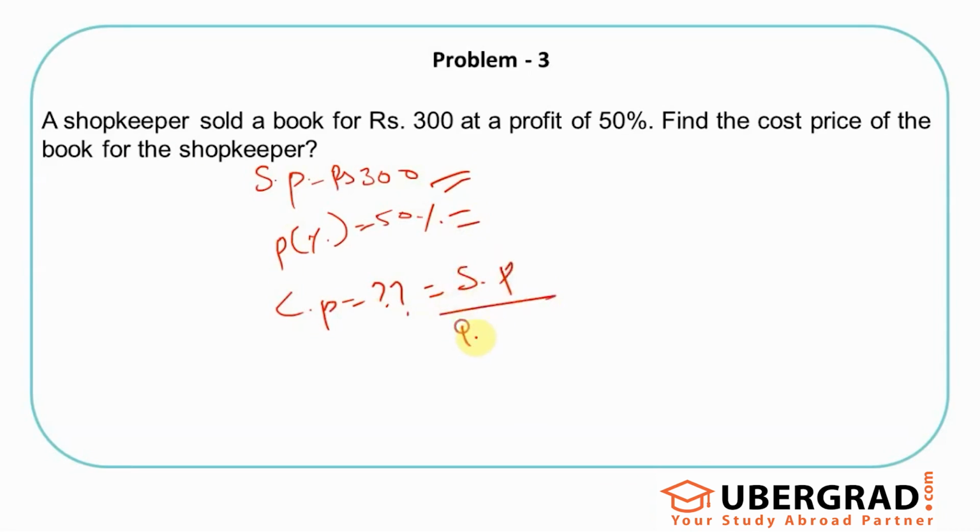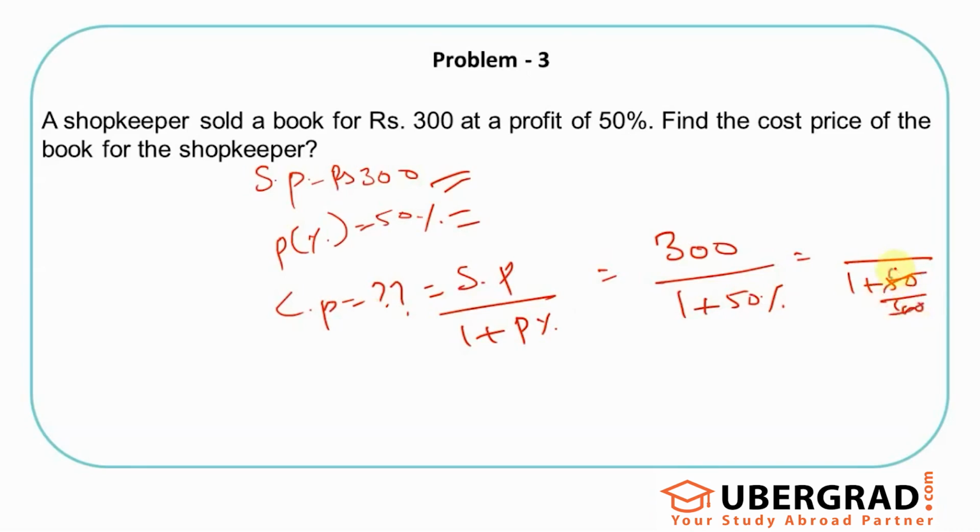The formula is selling price by 1 plus profit percentage. That is 300 by 1 plus 50%. 50% is 50 by 100, that's 0.5 in decimal or 1 by 2 in fraction. So that's 300 by 1.5, which is 200. So the cost price is 200 rupees.